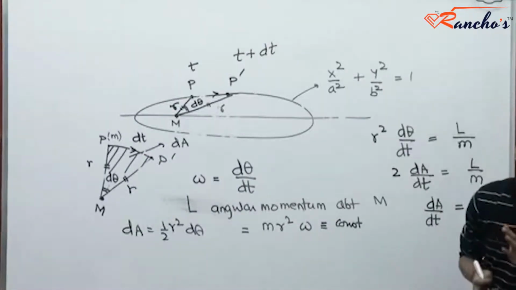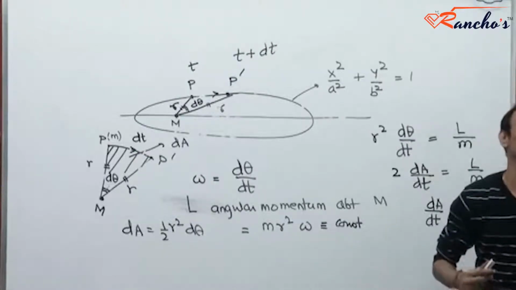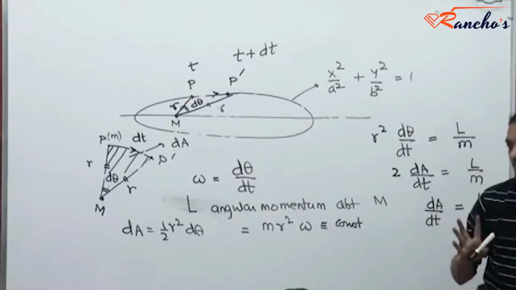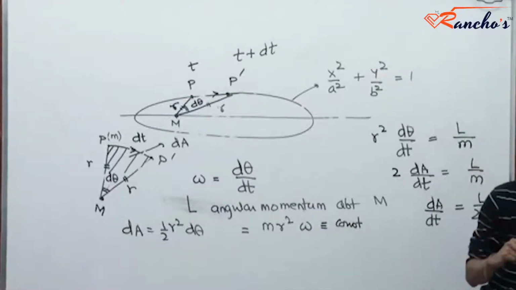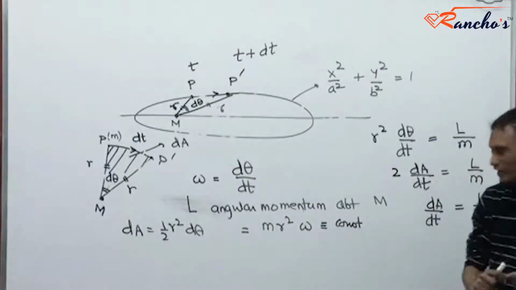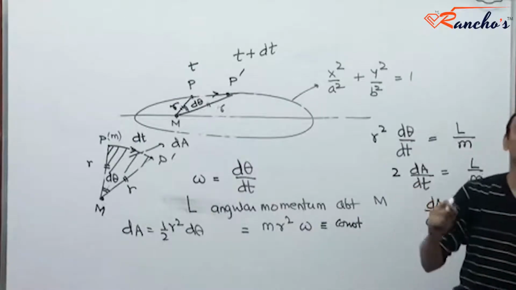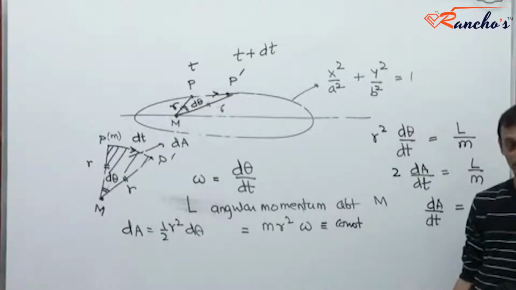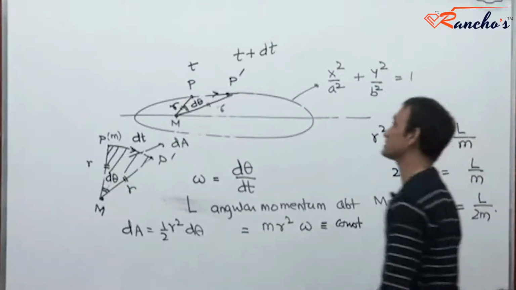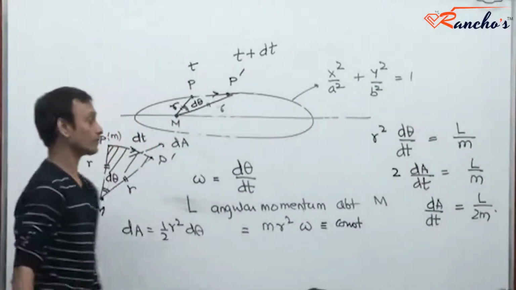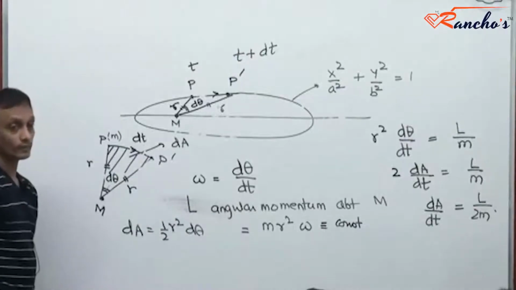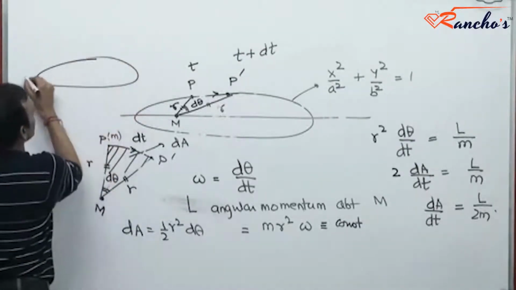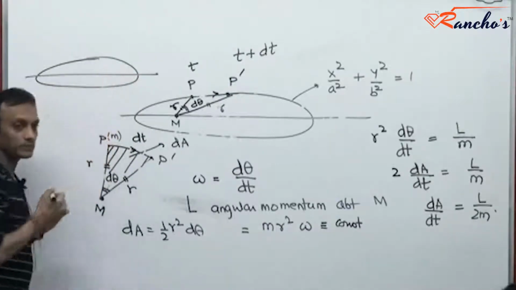That means equal areas are described in equal intervals of time. Do you understand this? That's the law of areas. Equal areas must be described in equal intervals of time. This is the law of areas.